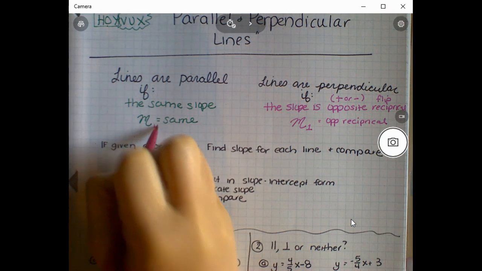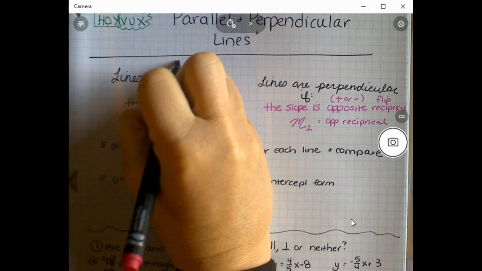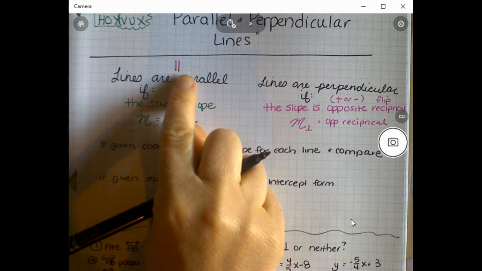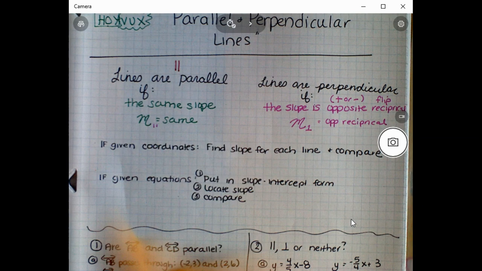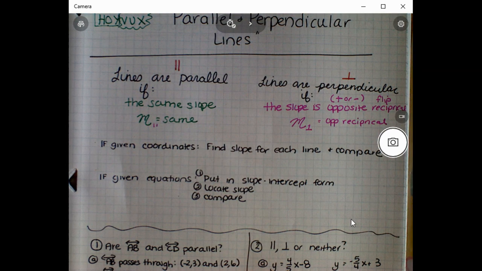And this is the symbol for parallel. Here, I'll write this at the top. The symbol for parallel lines looks kind of like those two L's right there. This means parallel. And this is the symbol for perpendicular. Remember, parallel means that the lines will never touch, and perpendicular means that they intersect at 90 degrees.